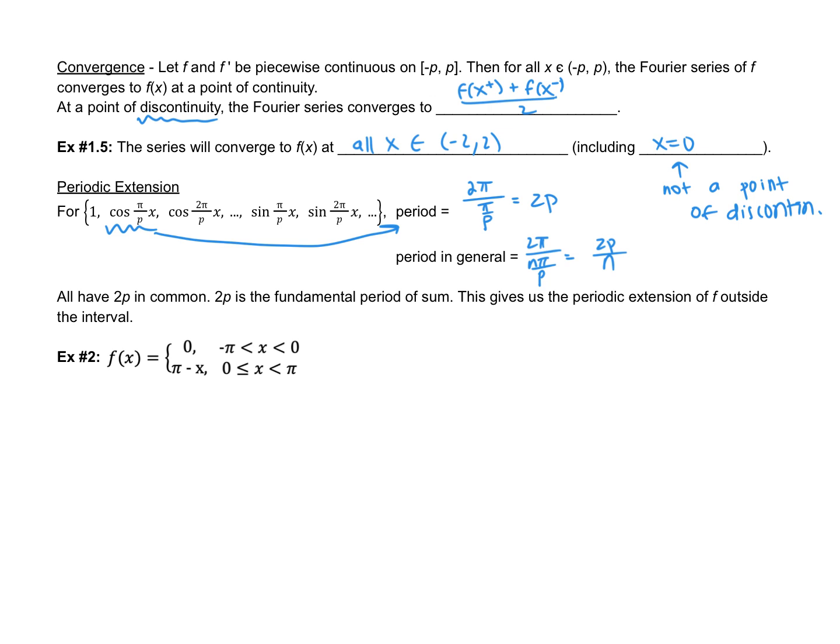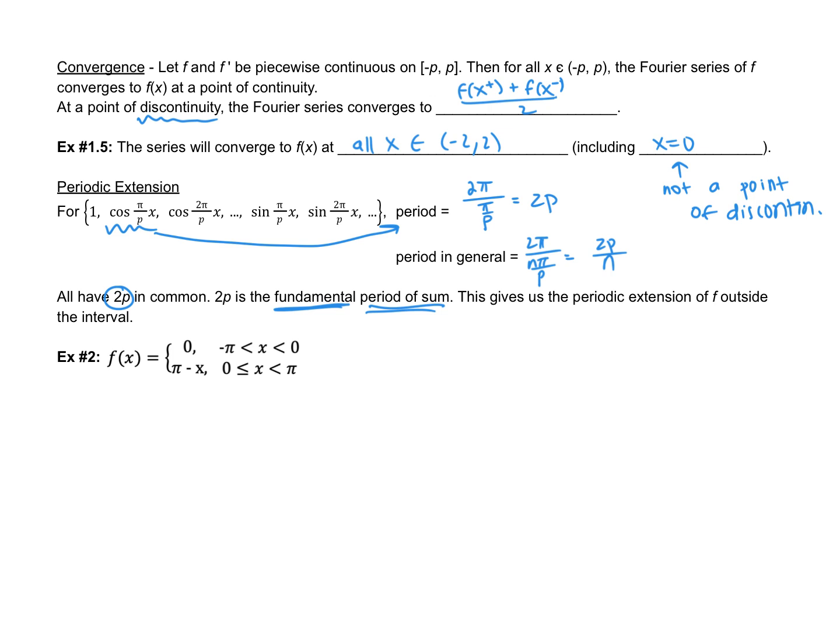So all of those functions have 2p in common in their period. 2p is what we call the fundamental period of sum. This gives us what we call periodic extensions of f outside of the interval. Okay, so let's see what that might look like.